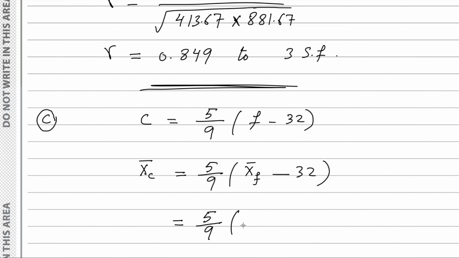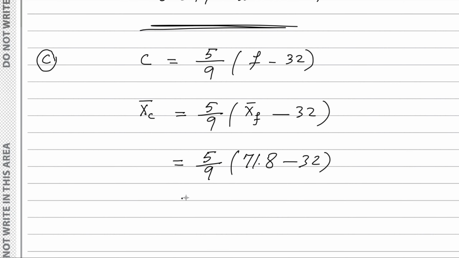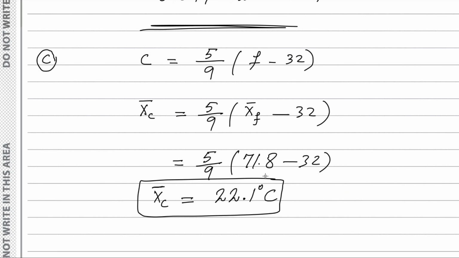5/9 times, so the mean was 71.8 minus 32. Solve it using a calculator and you get the answer in degrees Celsius. Your calculator gives you the answer 22.1. So this answer will be in degrees Celsius. This is the first answer for this part, the mean in degrees Celsius.